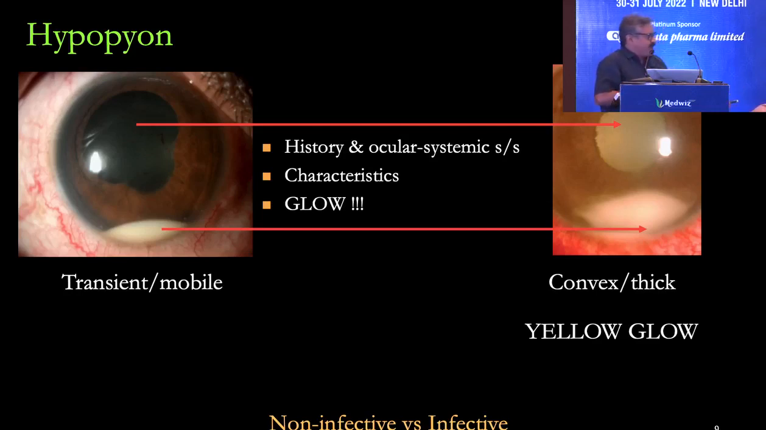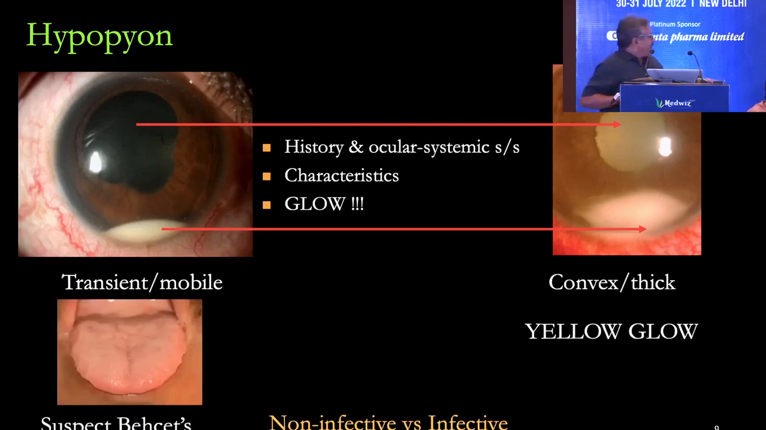If you have a convex thick hypopyon, then probably you are dealing with something more severe. Look at the glow. If you have a yellow glow, then it's endophthalmitis. Okay, hypopyon, think infection first and then only non-infective conditions. If it is a transient mobile hypopyon and you have ruled out infection, then if the patient has a history of aphthous or genital ulcers, you start suspecting Behcet's.